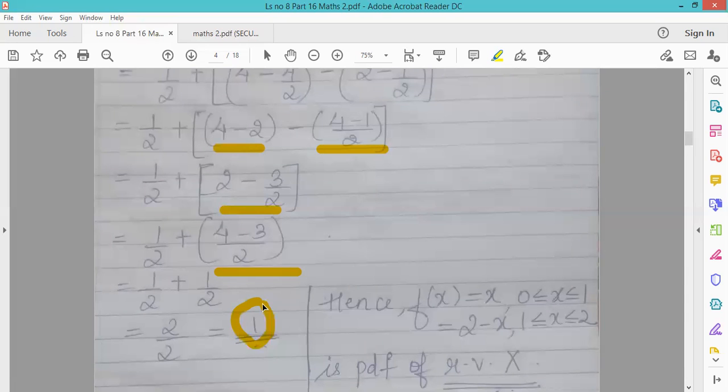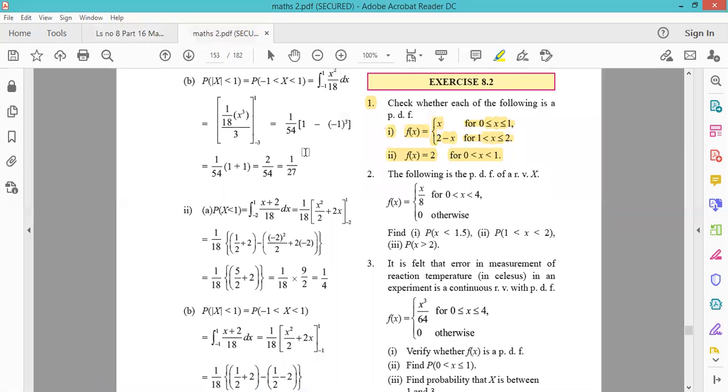So what can I say? That both the functions x and 2 minus x are PDF of a random variable x. And this you will understand only when you have followed and learned integration properly. So class, I request all of you to first learn and practice integration, only then come to this particular exercise. Otherwise, you won't be able to understand. So first, go through the chapter on integration and definite integration, and only after that, come to this particular exercise.